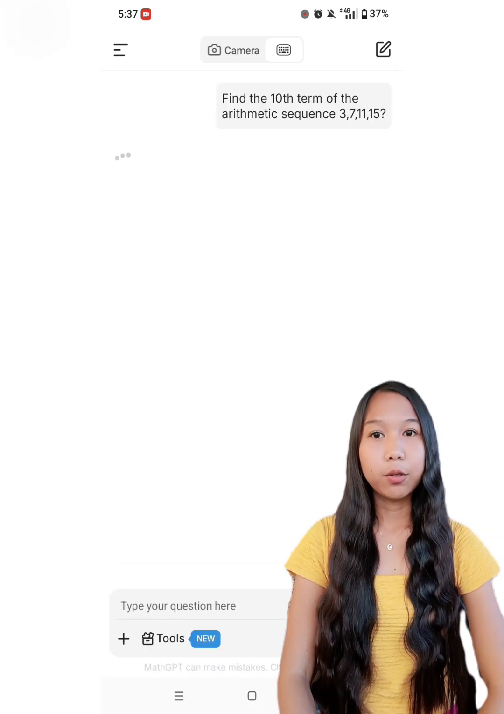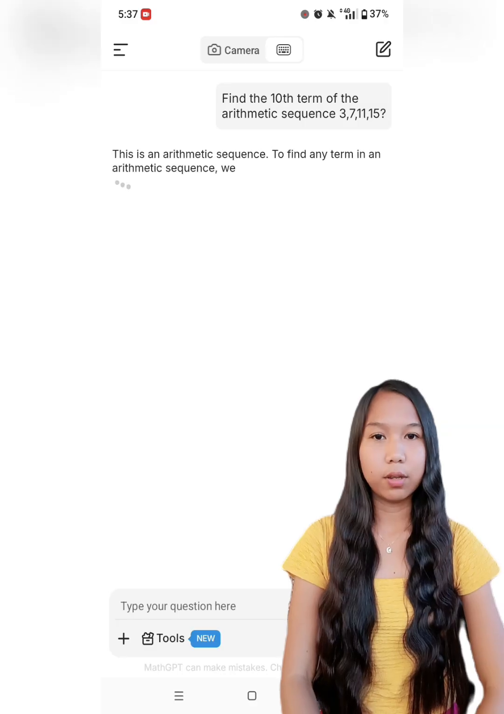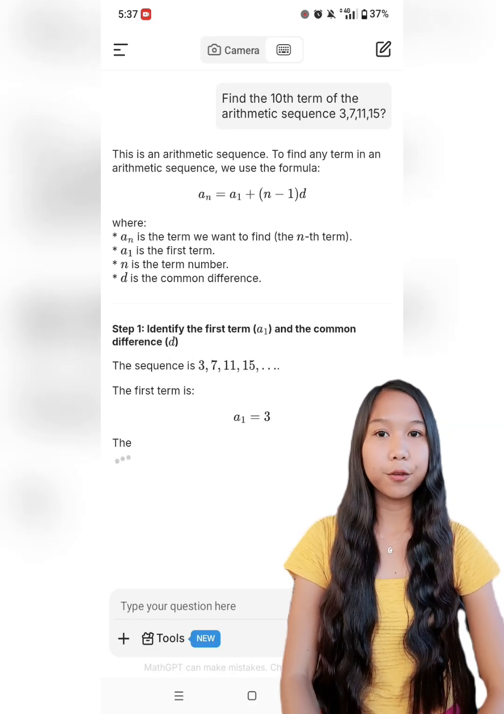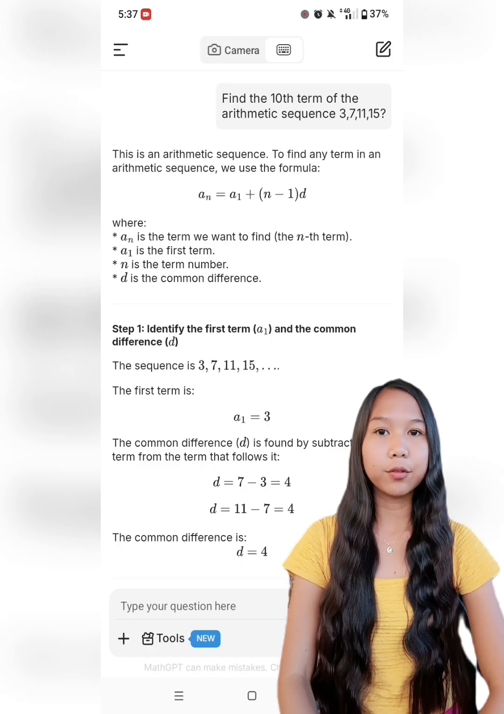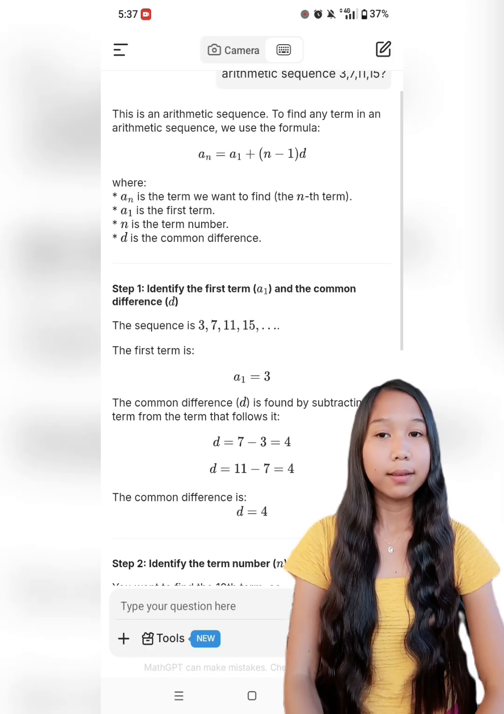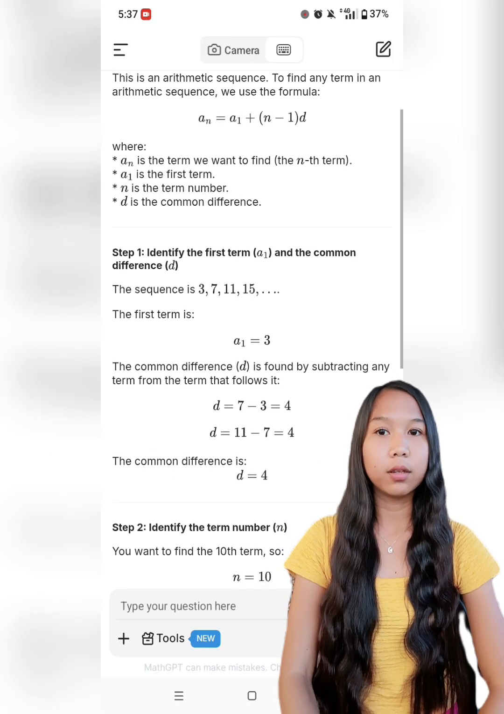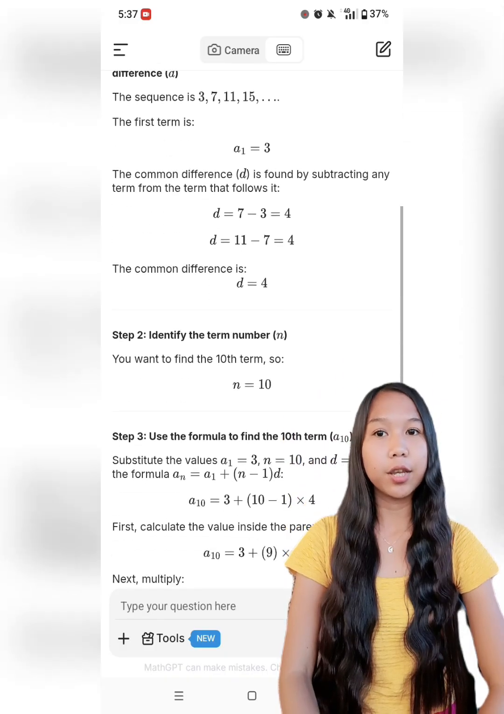So, MATH GPT will now generate a solution. Notice that it doesn't just give the final answer. It explains the steps, formulas, and reasoning behind the solution. This is very helpful for learning and checking your work.